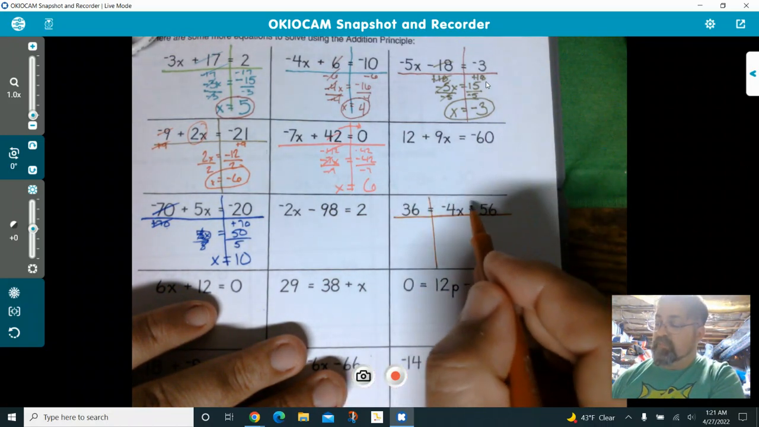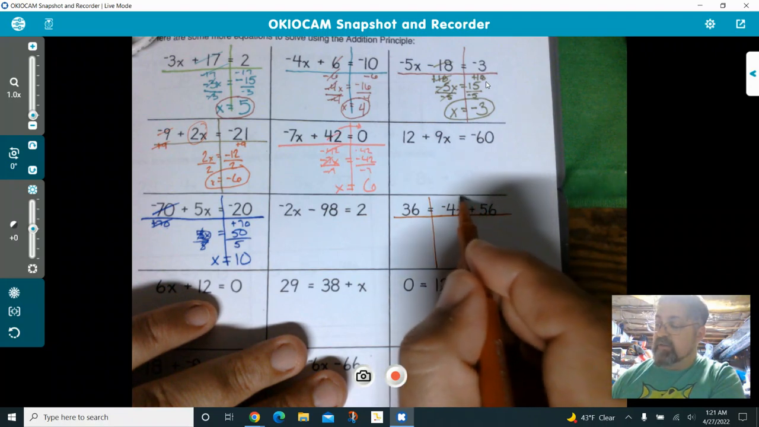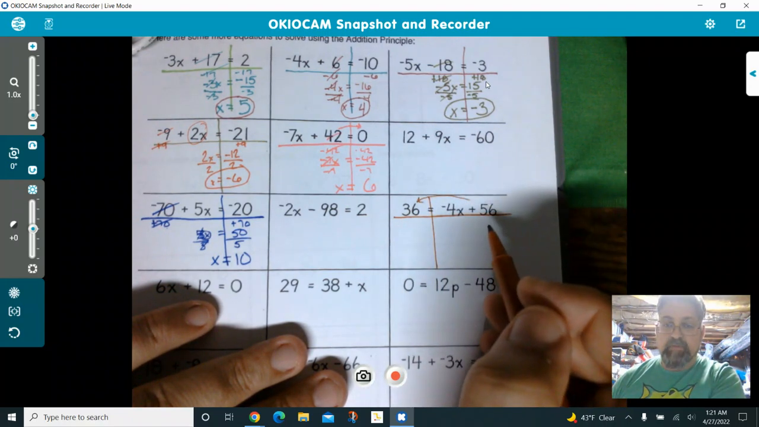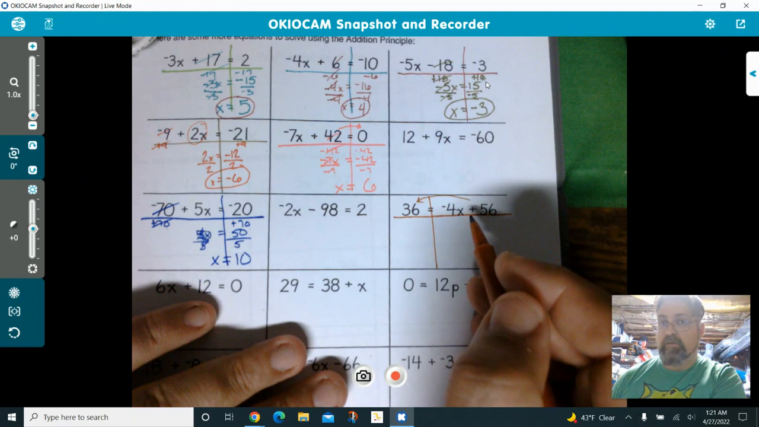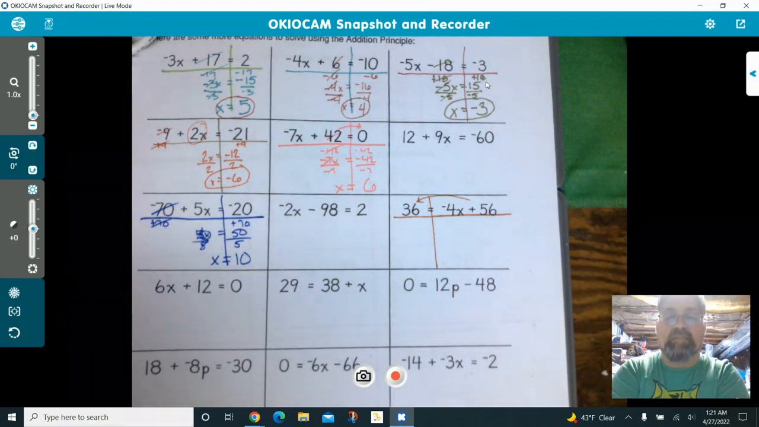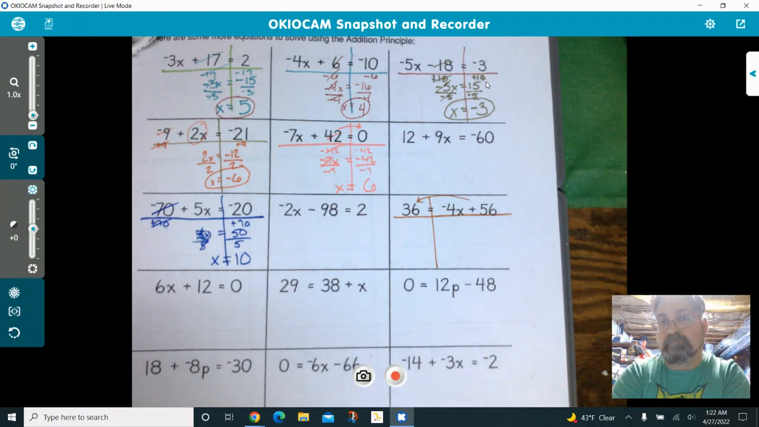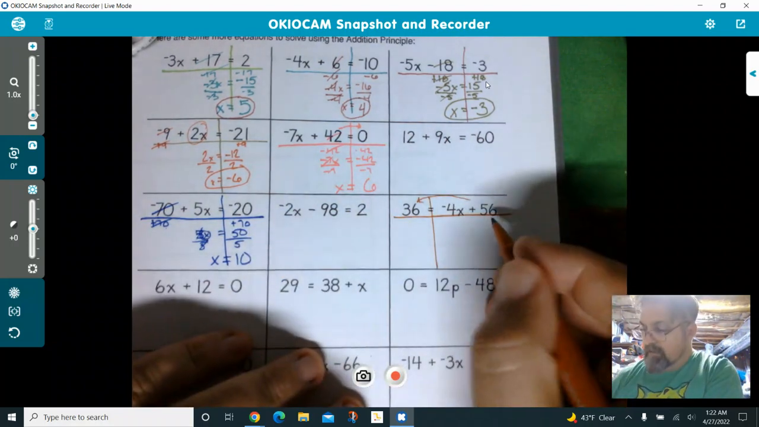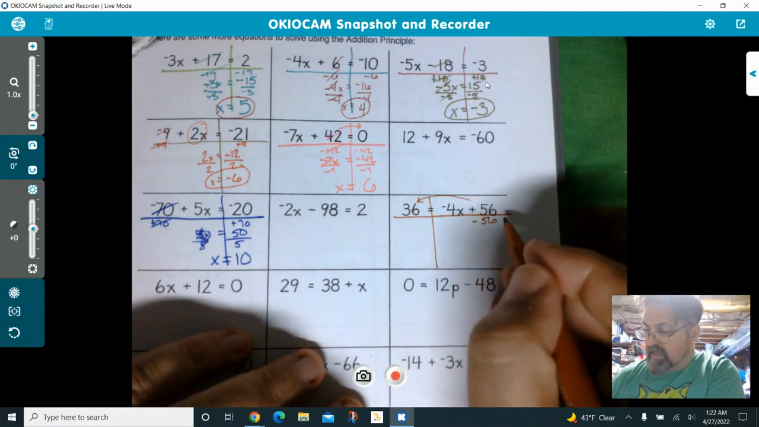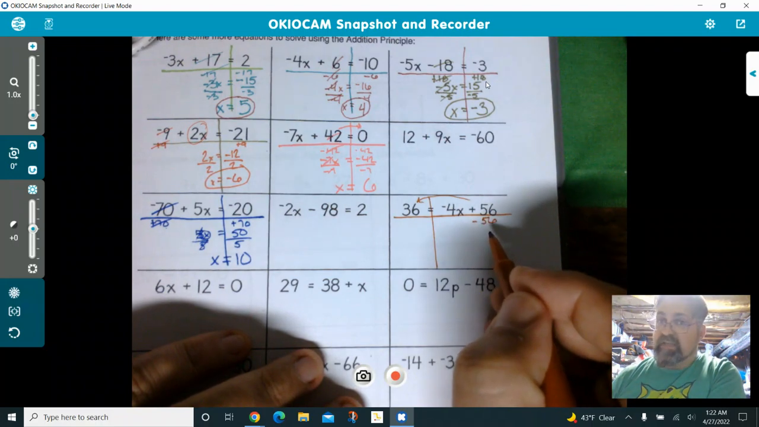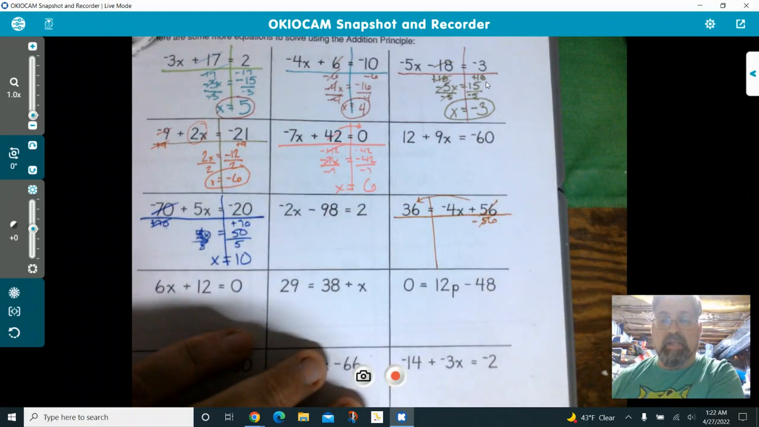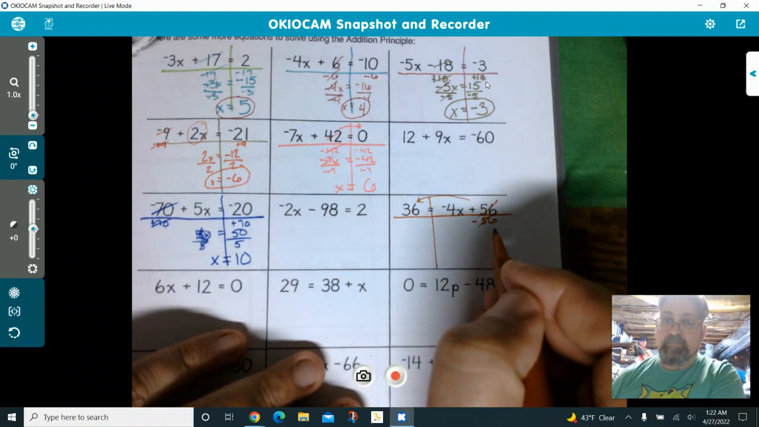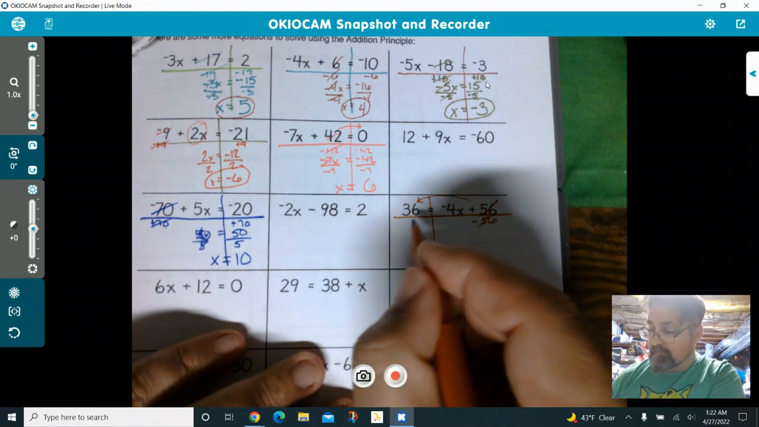How do I get rid of a plus 56 on this side so I can throw it to that side? To the opposite of plus 56. Riley, hook me up, man. What is the opposite of plus 56? Minus 56. Thank you, sir. That's a plus 56 to minus 56. Opposites always cancel out. Canceled out. It's gone. But if I minus 56 here, I have to minus 56 here.